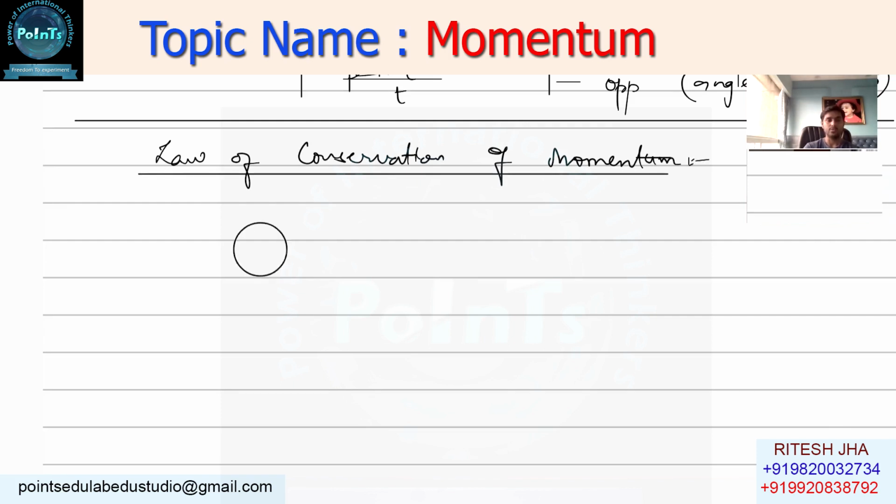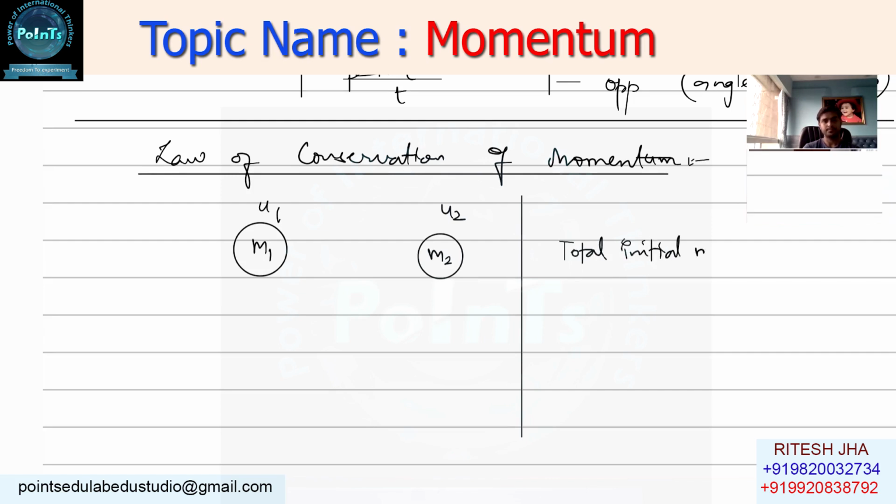If I'm considering here, let's say two balls, this is m1, which is going with speed u1, and then we have another ball which is m2 going with speed u2. So what do you think is the total initial momentum? It is m1 u1 plus m2 u2.